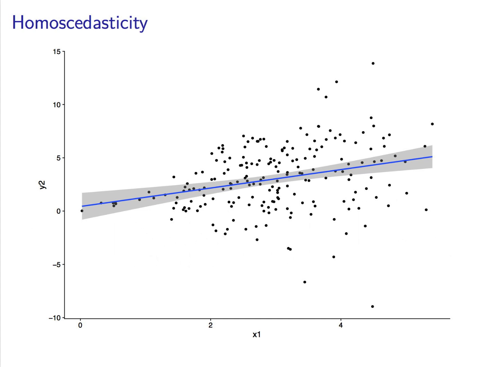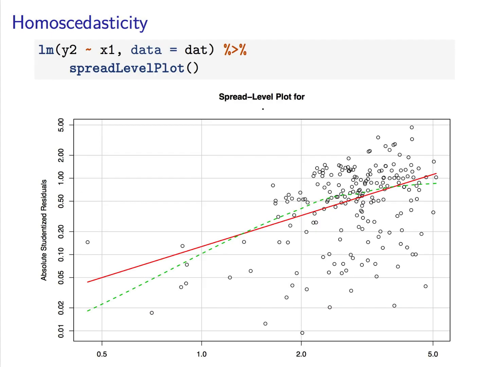Perhaps a better way to view this would be with a spread level plot. So this figure shows the fitted values on the x-axis and the absolute standardized residuals on the y-axis. So we can see as the fitted values increase along the x-axis, the variance of the residuals is also increasing. They are a little closer together here, and then they become very spread out as we get up over on this end.